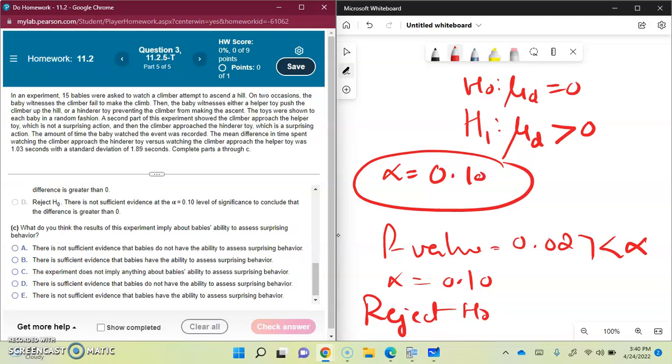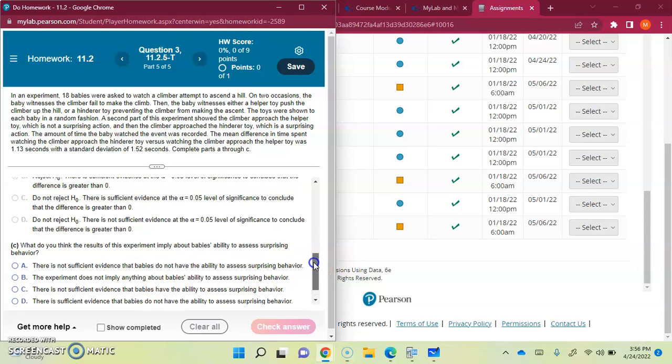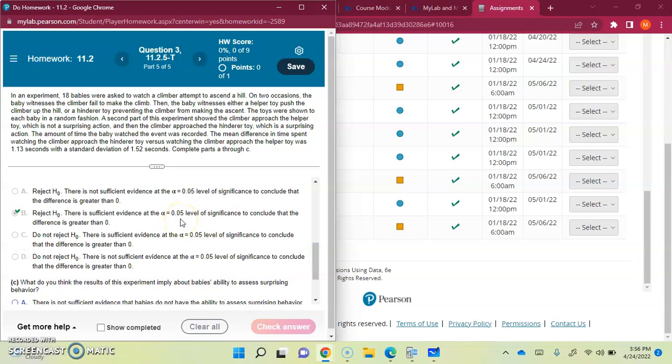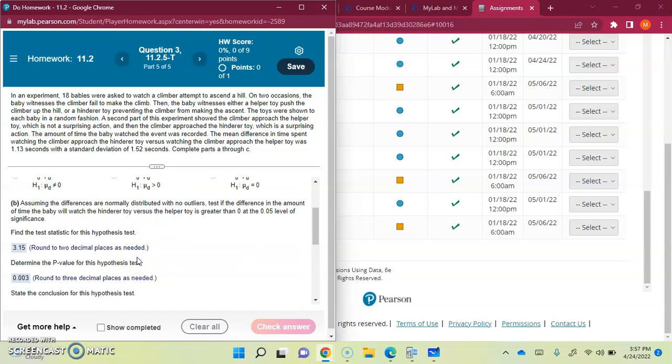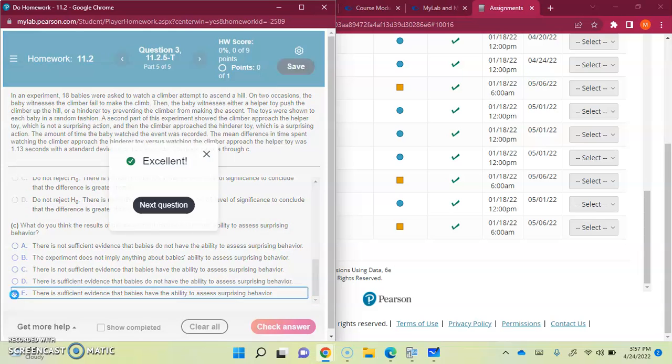So what do you think this experiment implies about babies' ability to assess surprising behavior? There is sufficient evidence that the babies have the ability to assess surprising behavior, or there is sufficient evidence that babies do not have the ability to assess surprising behavior. So what happened is that we said there is sufficient evidence to conclude the difference is more than zero. So the difference is more. So babies are capable of assessing surprising behavior.